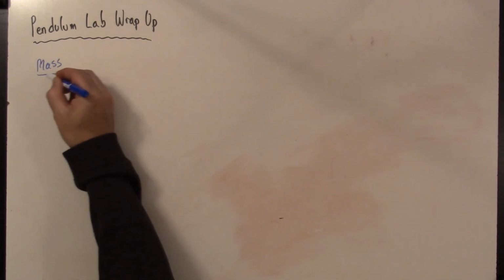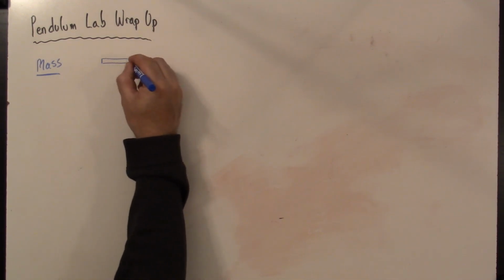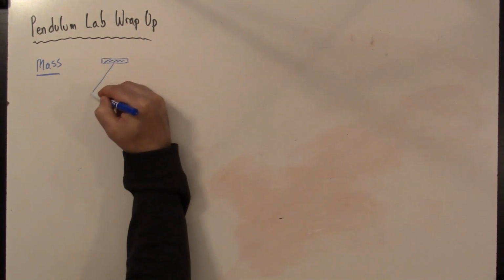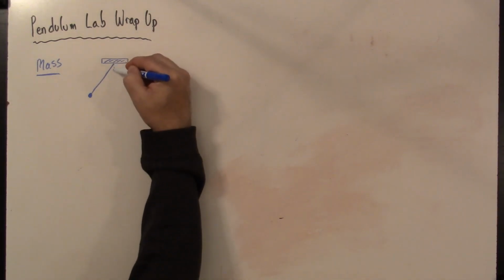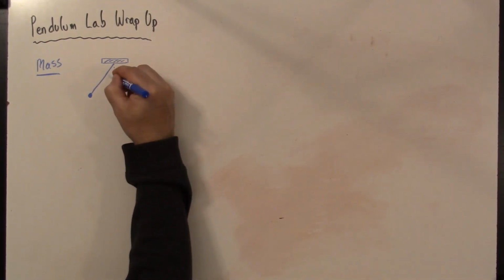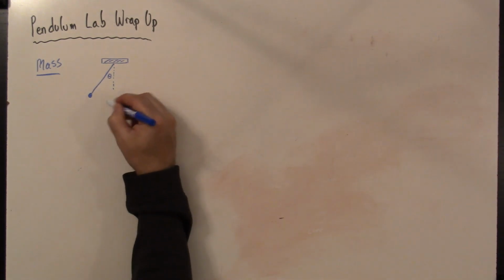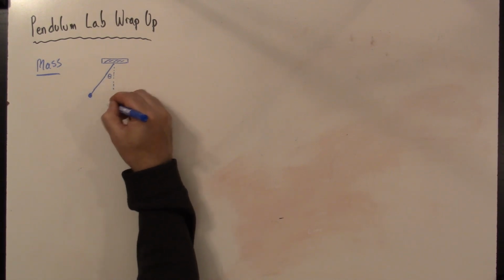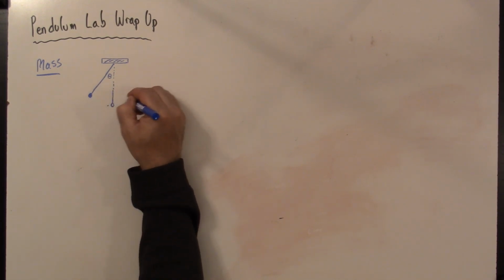So we're going to change the mass and we're going to see what happens to what's called the period of the pendulum. Now the way you guys set it up is you had your pendulum here, and you're going to pull it back to a certain angle. We'll call this angle, whatever it is, theta. You pull it back and then you let it go, and it comes down here and swings through here, and then it comes up and back.